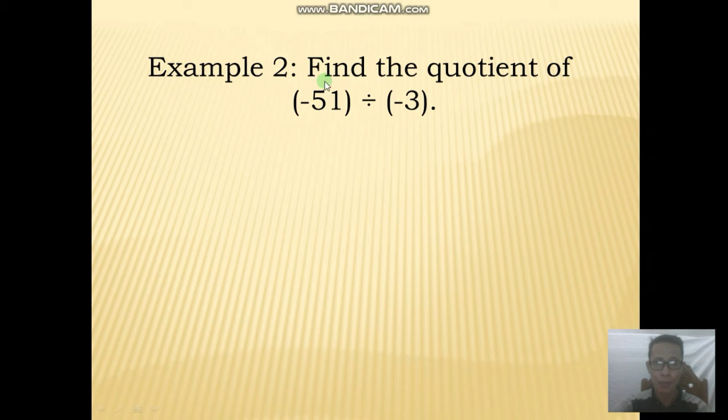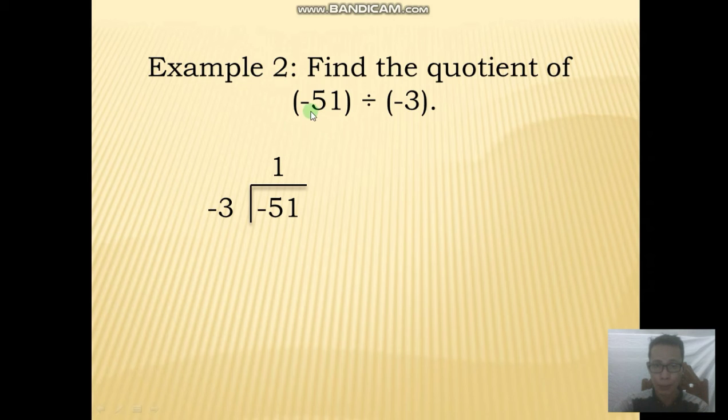In example number 2, find the quotient of negative 51 and negative 3. If you have noticed guys, both are negative, so yung quotient natin dito is positive, rule number 1. Applying long division, this is the dividend, negative 51, and the divisor, negative 3. Let us do it by digit. So, negative 5 divided by negative 3, that is 1.